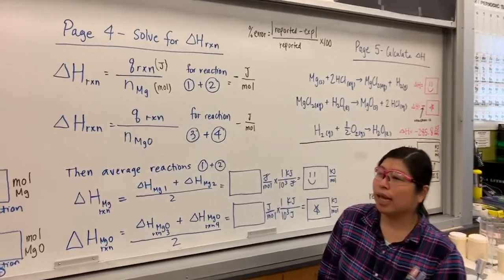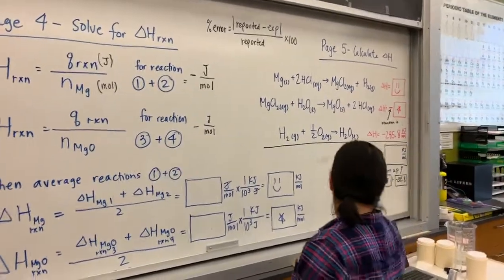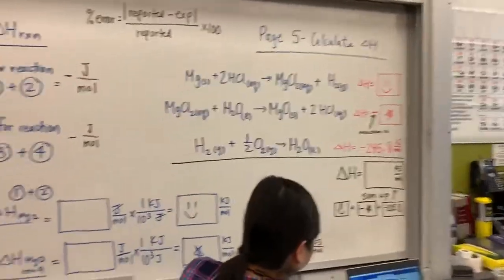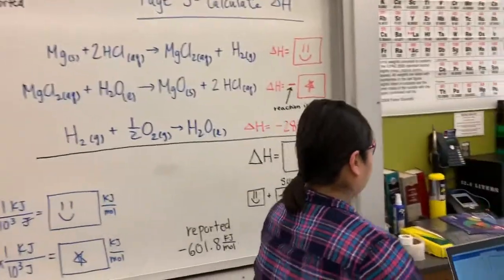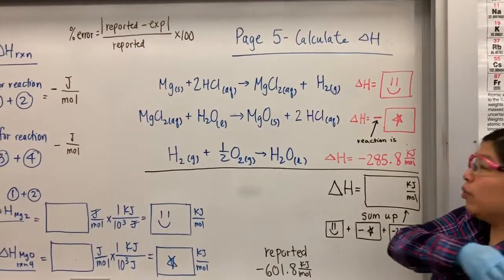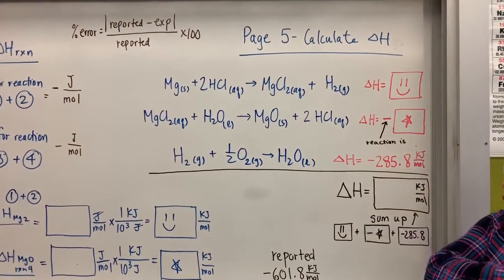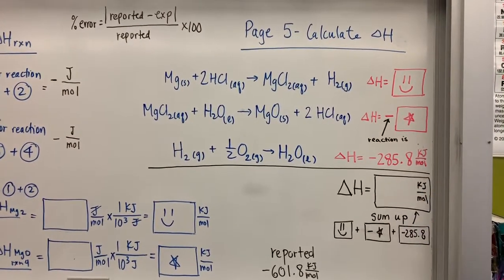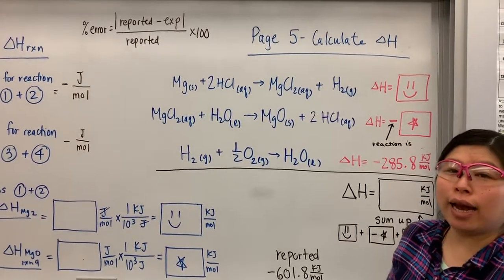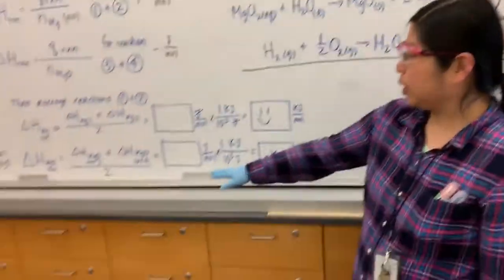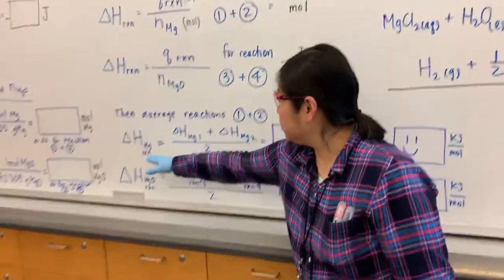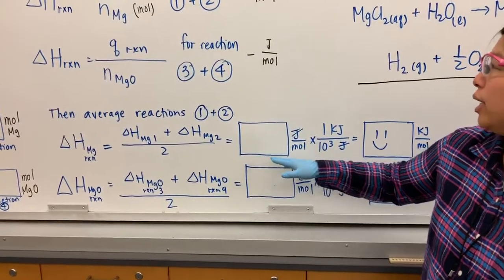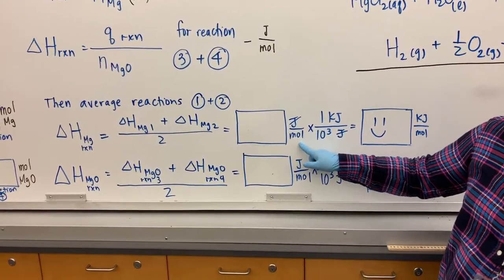All right. Last but not least, the 5th page. I want to push this part out of the way. This is really where you're going to take your delta H and calculate it. Oh, wait, one more thing before we do that. When you do the average, come back here real quick. When you're doing the average of the reactions, okay, your answer will be in joules per mole.